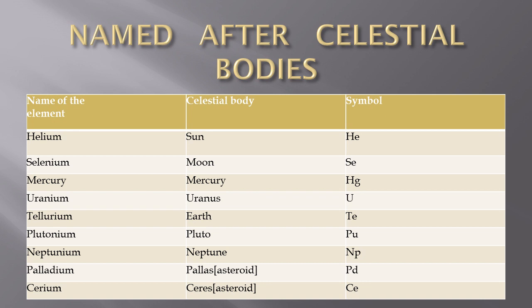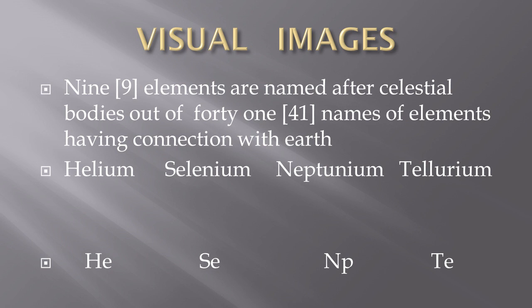Neptunium, the planet Neptune, symbol capital N, small p. Palladium is named after an asteroid Pallas, symbol capital P, small d. Cerium again is named after an asteroid Ceres, symbol capital C, small e. Let us now look into the visual images of some of these elements.